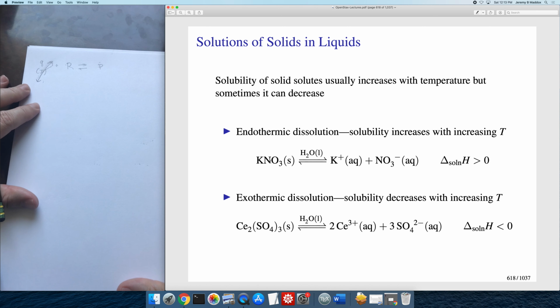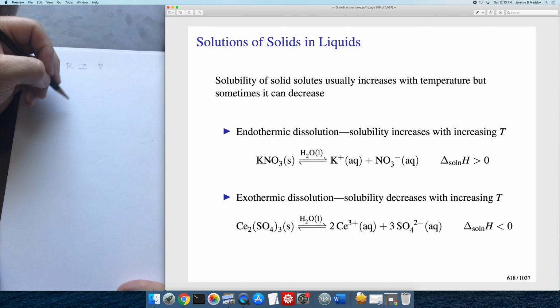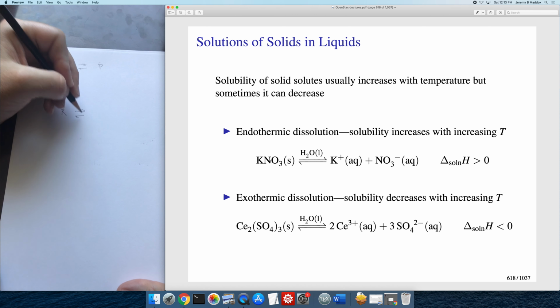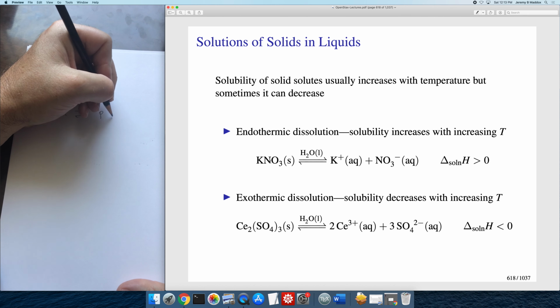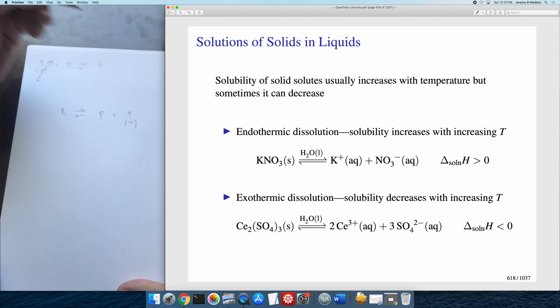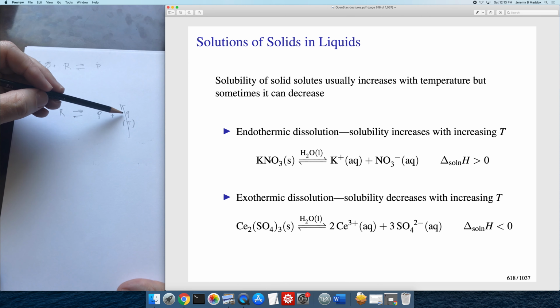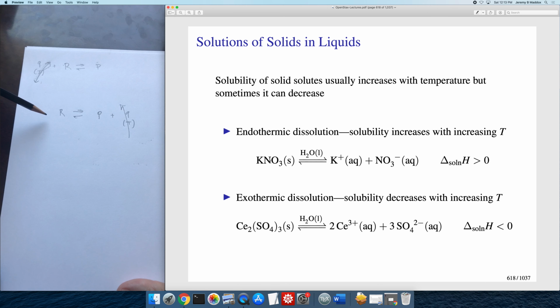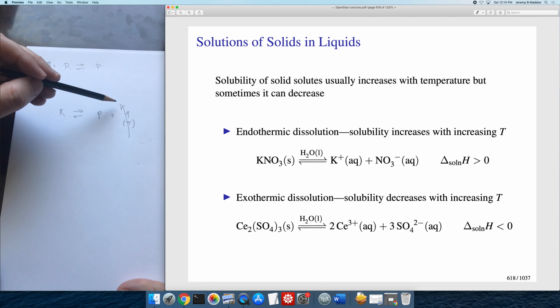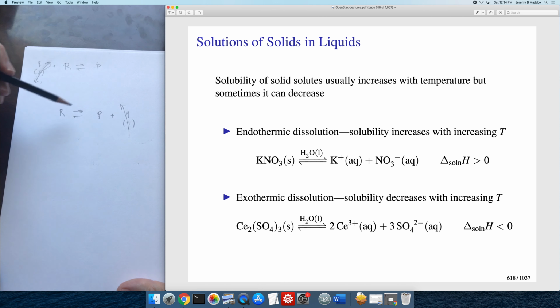The same technique works for the exothermic reaction. It's just that the heat term is on the product side, and we associate that heat term with temperature. So here, if you increase the temperature, that's going to push you towards the reactant side. So for the exothermic reaction, increasing the temperature is going to decrease the solubility. And that's the case for this cerium 3 sulfate species.